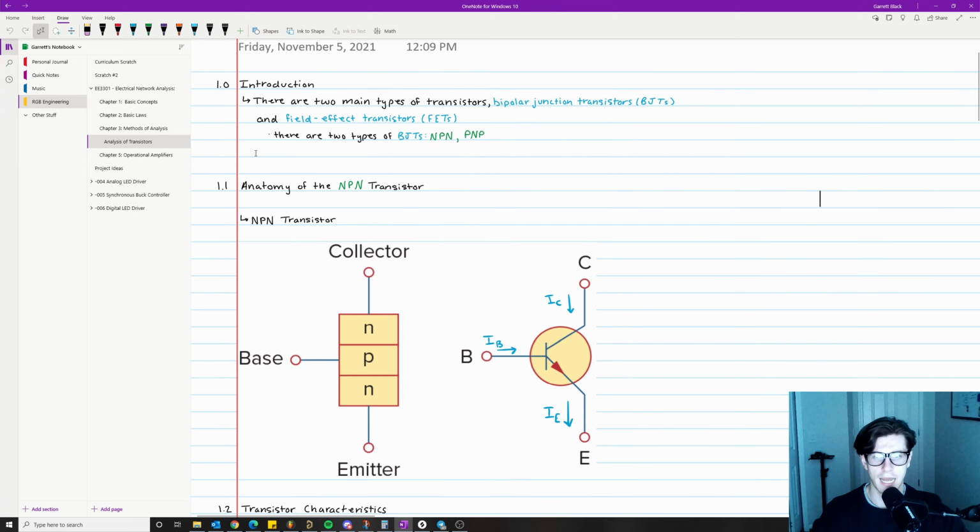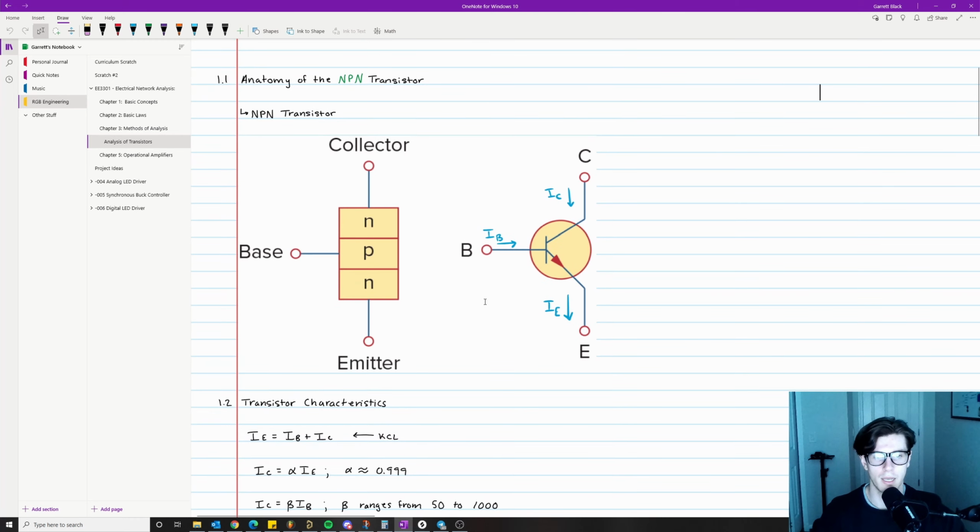Next up is the anatomy of the NPN transistor. You have 3 pins on a transistor: the collector, the base, and the emitter. Then on the right here, we see a typical schematic symbol of a transistor. A dead giveaway that it is an NPN transistor is the fact that the arrow is pointed towards the emitter. Here I have also labeled different currents that we'll talk about in a second. You have IC, the current flowing into the collector pin, IB, the current flowing into the base pin, and IE, the current flowing out of the emitter pin.